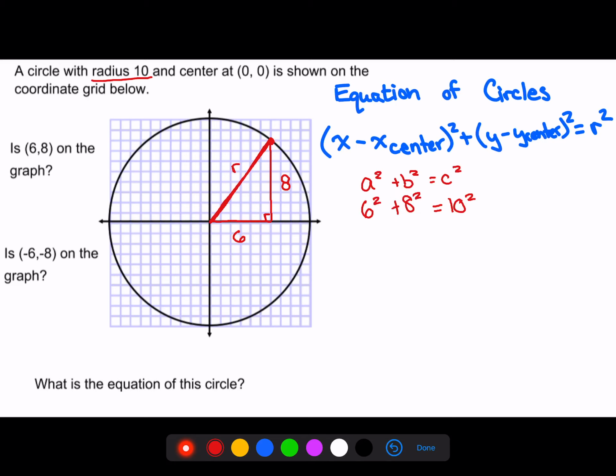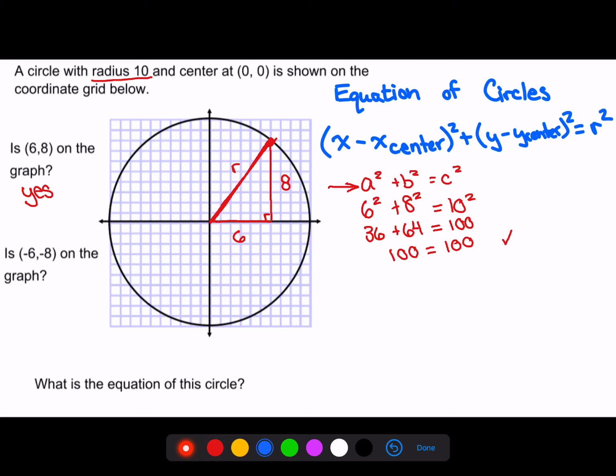Now if this is a true statement, if it comes out equal, then I know that that point lies on the circle's edge. If it doesn't, then I know it's either inside or outside, depending on the value that we get for a squared plus b squared. So it completely depends on this Pythagorean theorem once again. So let's see what happens. We get 36 plus 64 equals 100, which leaves us with 100 equals 100. Now this checks out. So therefore, we know, yes, the point (6, 8) lies on the graph itself.